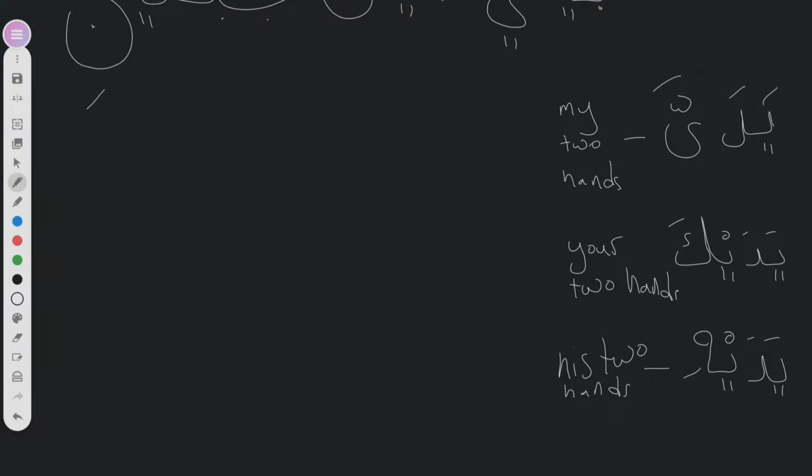It going good so far? Don't worry right now how we end up with this. Just know that's the word for two hands: my hands, your hands, and his hands. When you're a child growing up, that's all they know. Mommy said it like this and they repeat it, or daddy said it like this and they repeat it.